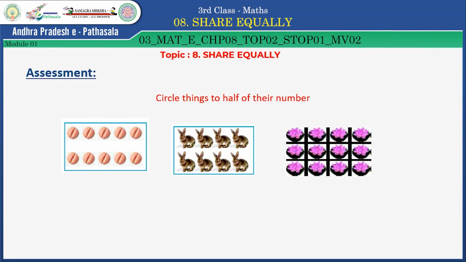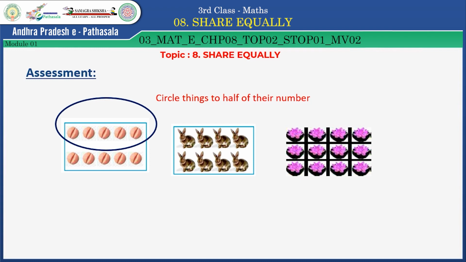Circle things to half of their number. Observe the first picture. In the first box, there are 10 things. Now we circle half of their number. Out of 10 things, a circle is drawn around 5 things. That's correct. In this second picture, there are 8 rabbits.